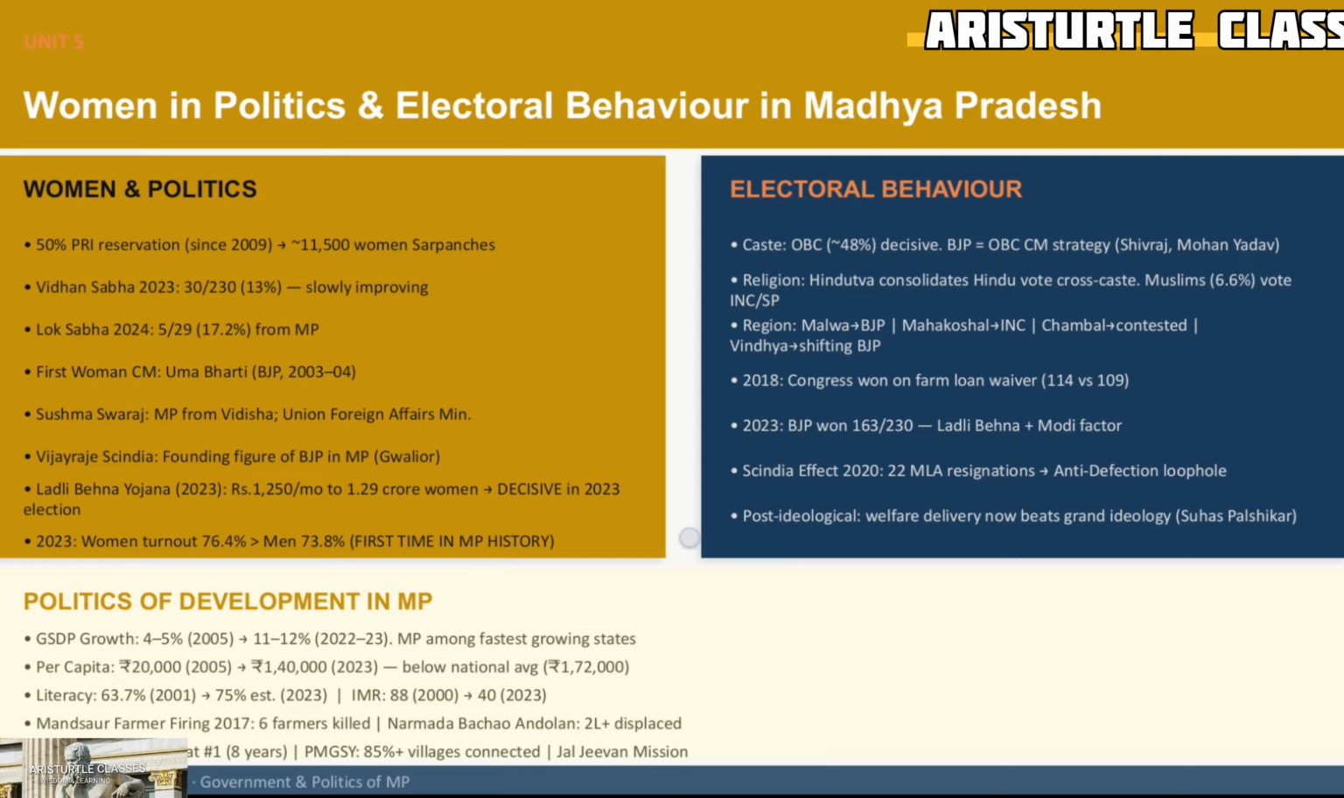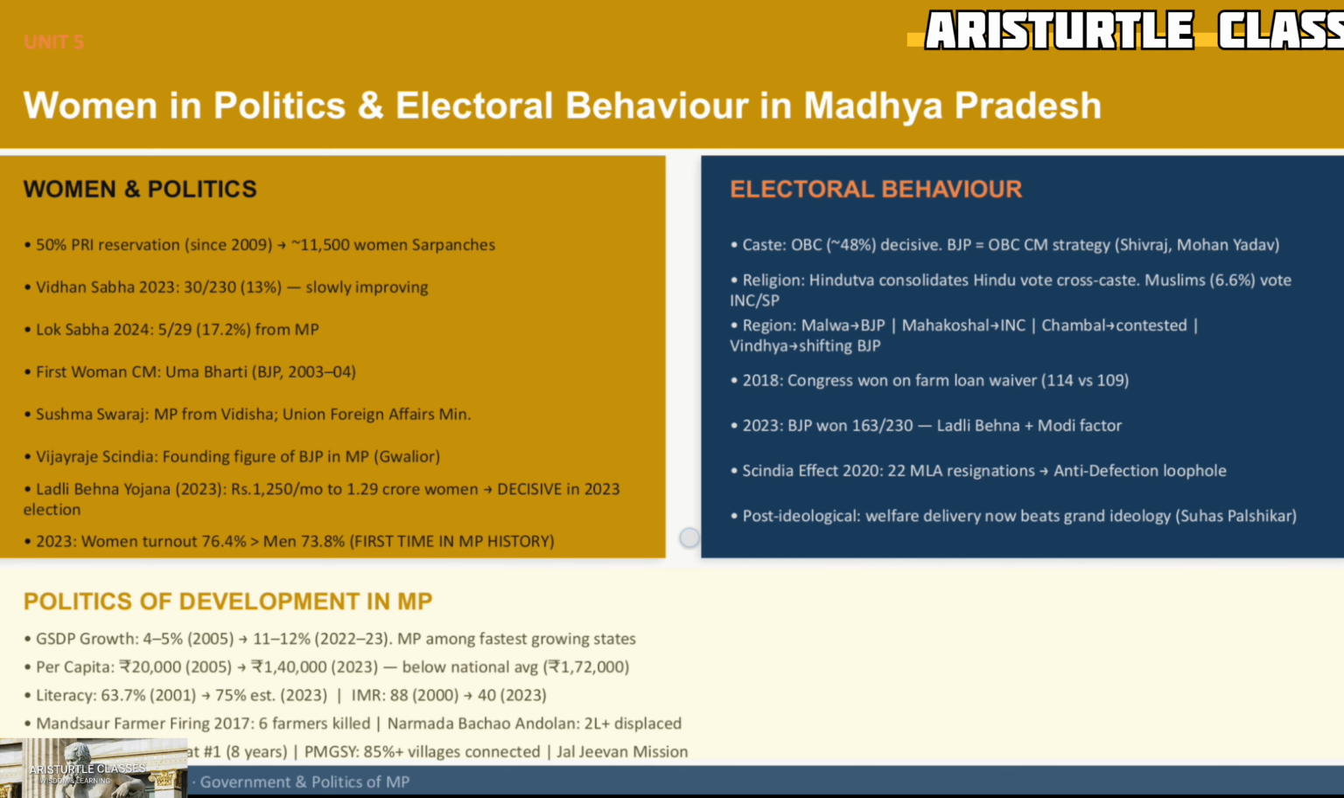What is the electoral behavior of MP? So electoral behavior depends upon the culture. MP faces caste politics, class politics, regional and communal politics. So like every other part of India, MP faces every other thing. The 2023 last Vidhan Sabha election was a very unique example.